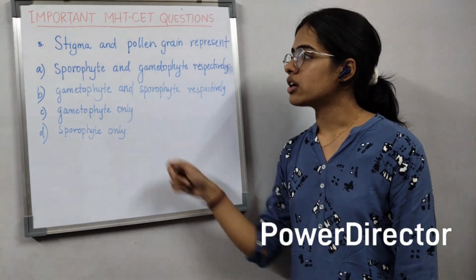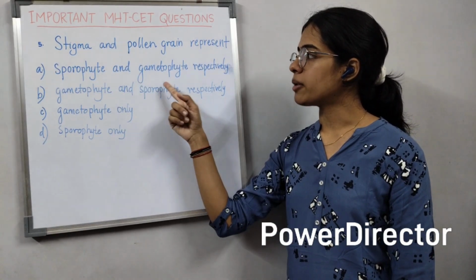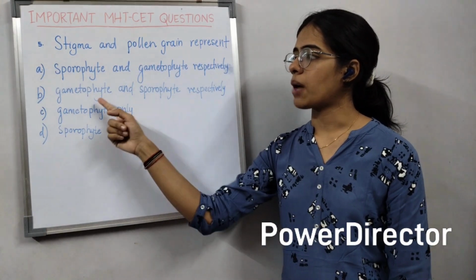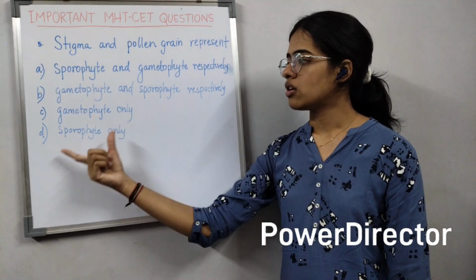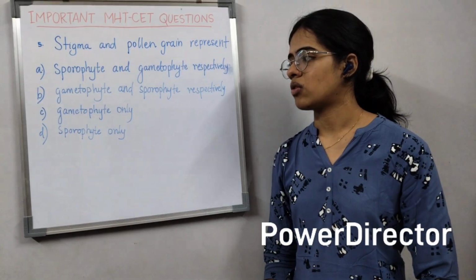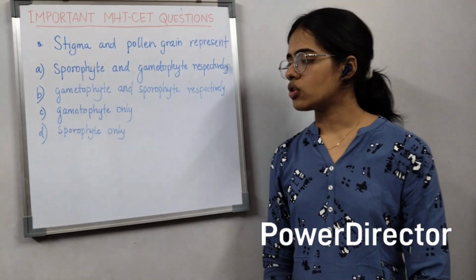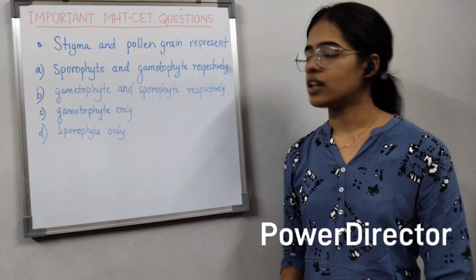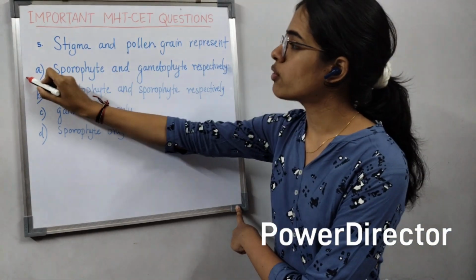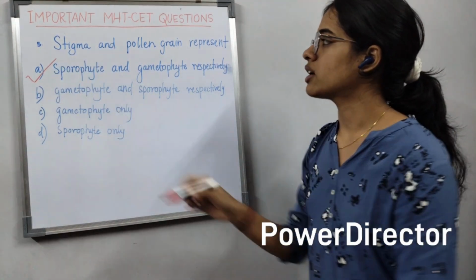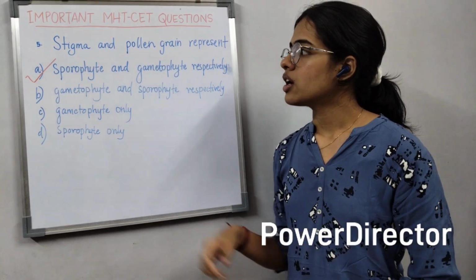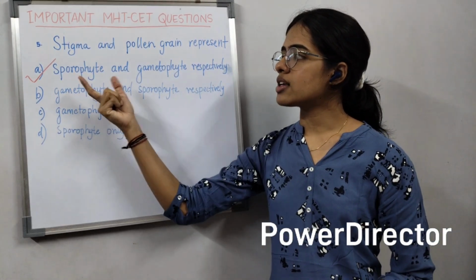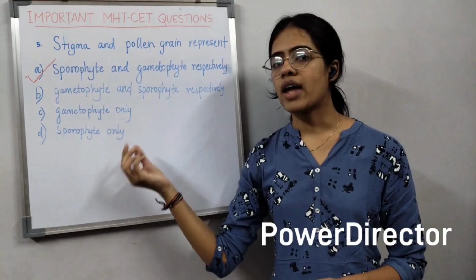Options given are sporophyte and gametophyte respectively, gametophyte and sporophyte respectively, gametophyte only, sporophyte only. Okay. So the correct option is sporophyte and gametophyte respectively. So I'll explain what is sporophyte. Sporophyte is something which holds the sporangiums.